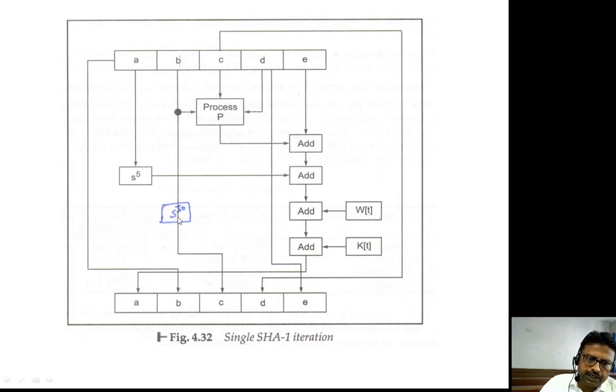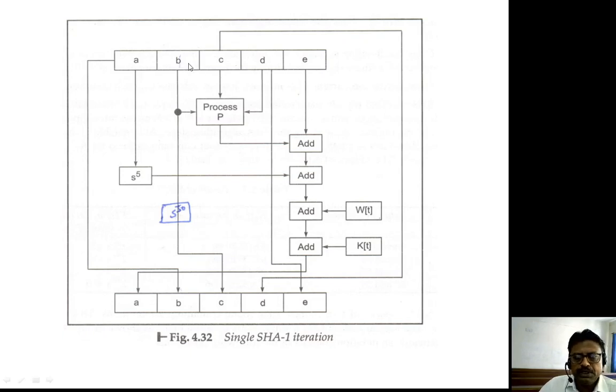Here we are doing 30-bit shifting to the left side. After shifting, whatever is the output will become the new value of C. The old value of C will become the new value of D, and the old value of D will become the new value of E. So this gives you the idea of what is happening in a single operation of SHA1.